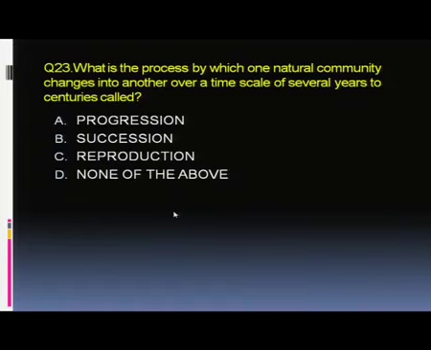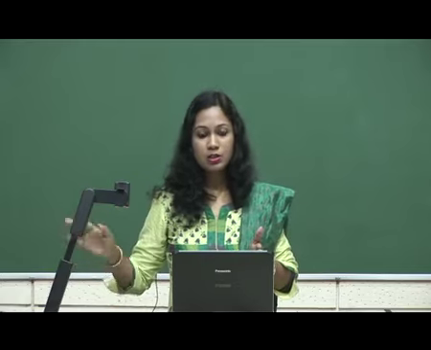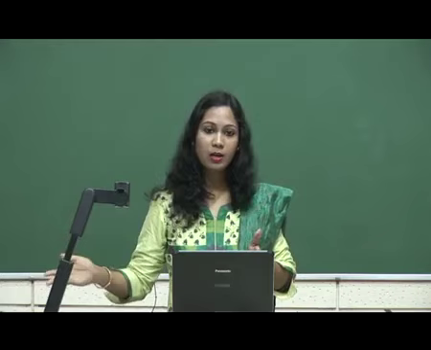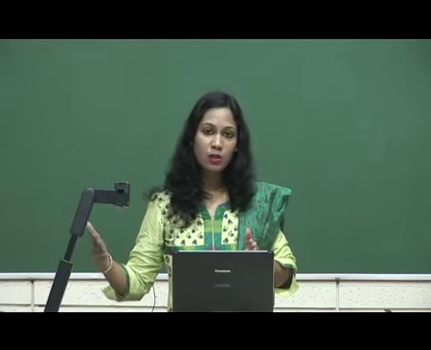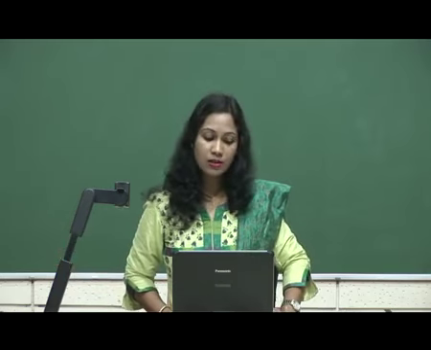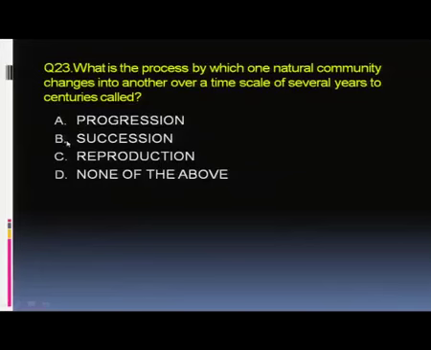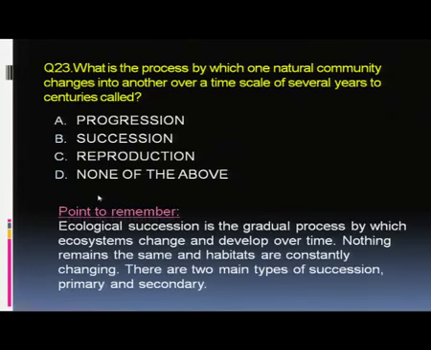We see that in an ecosystem there is a succession of communities. The first ones which invade a land are the pioneer species, but there are certain serial stages in between until there is a stable stage which is known as the climax community, and this series is known as succession. So, the correct option is B, succession.